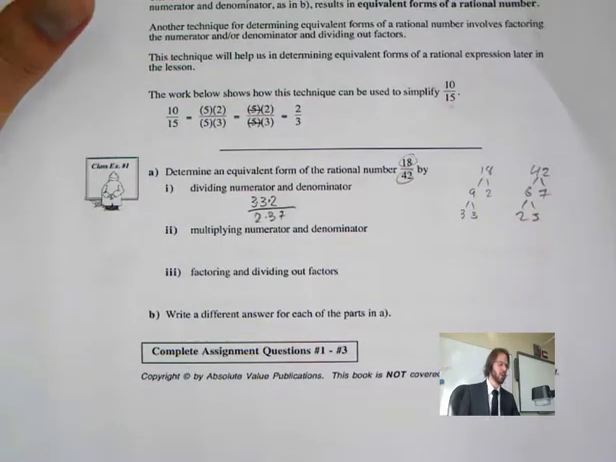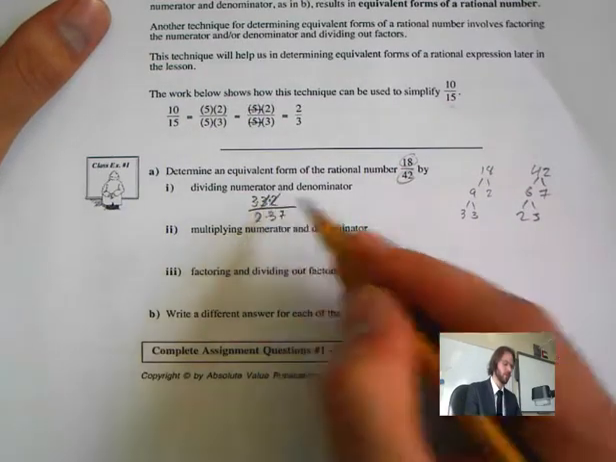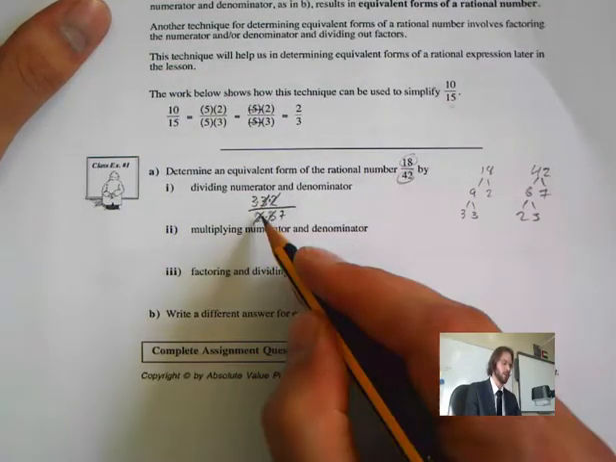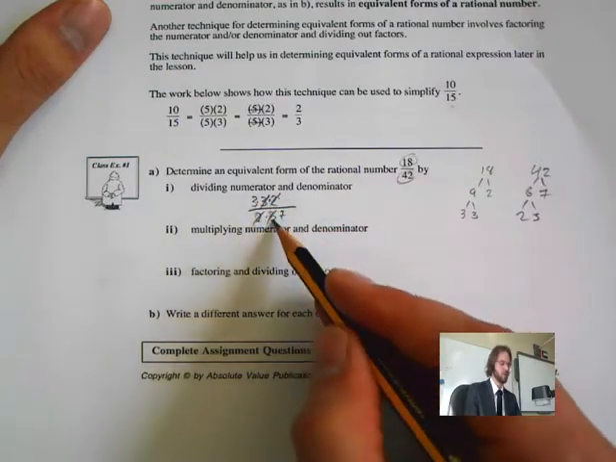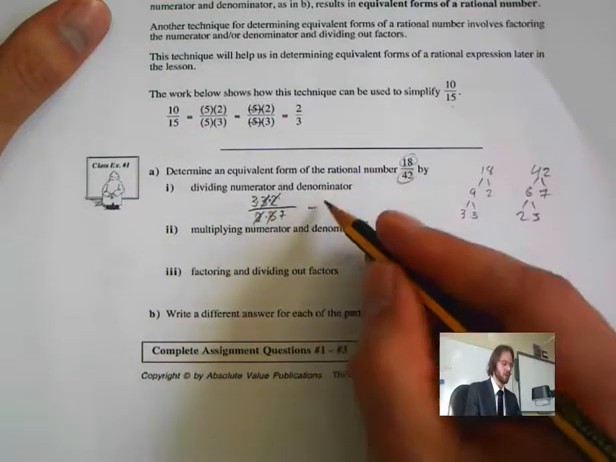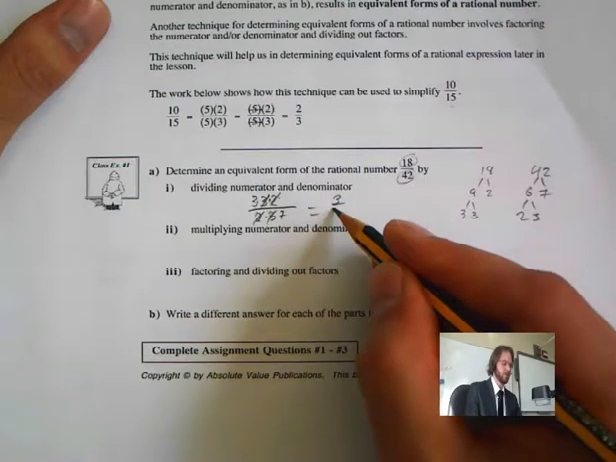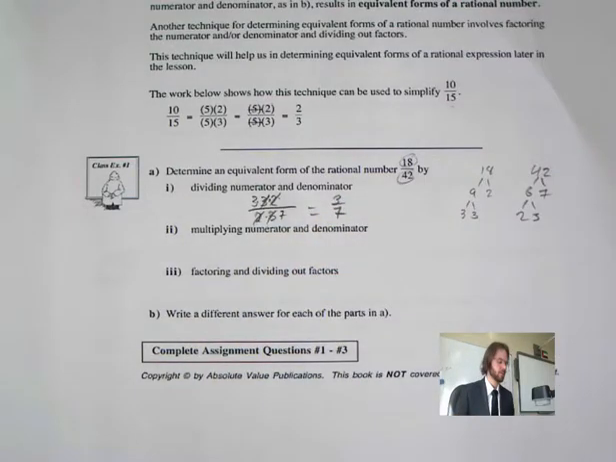Okay? Now I look at this, what cancels off? I have a 3 and a 3, or 3 and a 2, and 2 and a 3. 2 divided by 2 is 1, 3 divided by 3 is 1. So we are left with 3 over 7. Okay? So we're dividing the numerator and denominator by something.